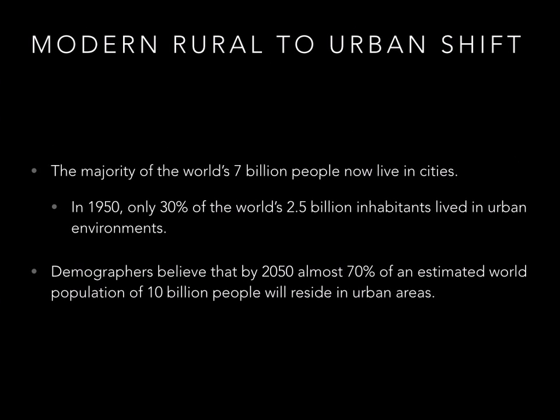Modern rural to urban shift. Now, the majority of the world's 7 billion people live in cities. In 1950, only 30% of the world's 2.5 billion inhabitants lived in the urban environment. Demographers believe that by 2050, almost 70% of an estimated world population of 10 billion people will reside in an urban area.